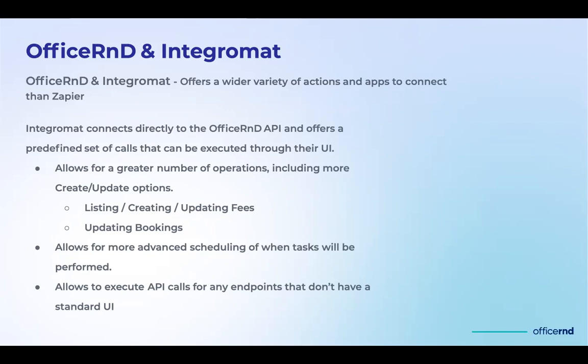Again, some other benefits that Integromat offers is it actually allows us to schedule when these tasks are going to be running. So we can tell Integromat to run these tasks once every 15 minutes or once a day or on a weekly basis, depending on how often we need to execute certain operations. We're able to program that. And again, it also allows us to use a generic API call option, which will allow us to just look up an endpoint within the OfficeRnD documentation and execute an API call directly to that.